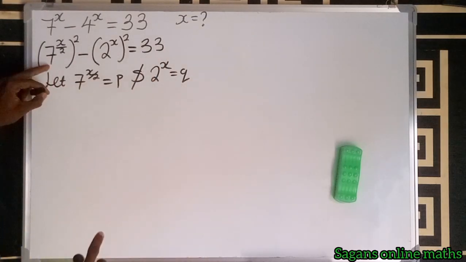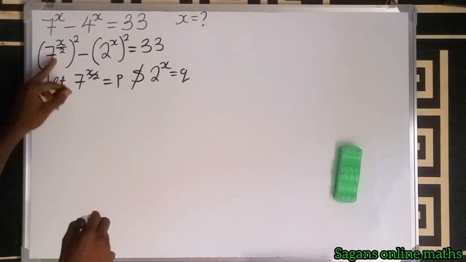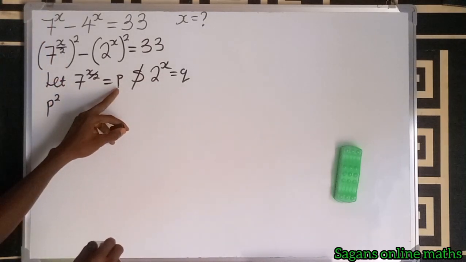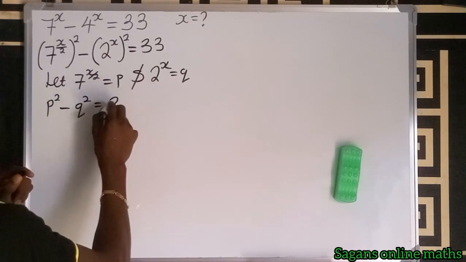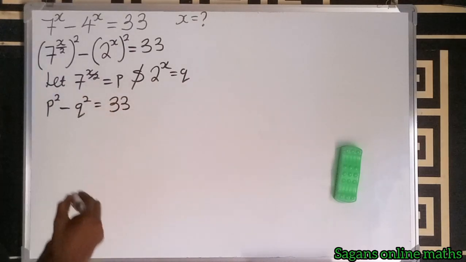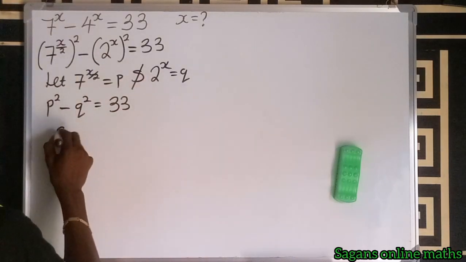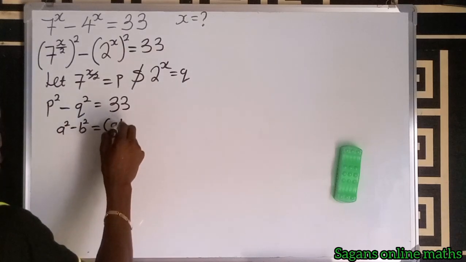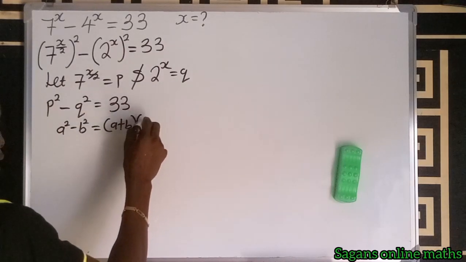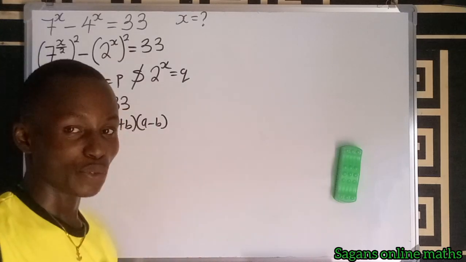Now in place of this, we are going to have P square, because 7 to the power of x divided by 2 is now P, minus Q square equals 33. Remember the definition of difference of two squares: a square minus b square is equal to a plus b into a minus b. This is the definition of difference of two squares, right?